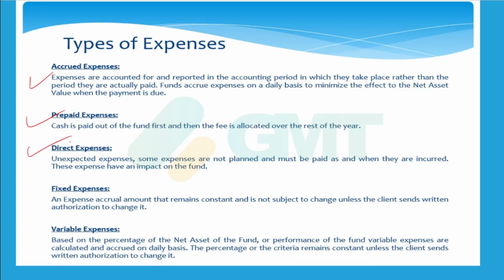Okay, so apart from accrued and prepaid, the other expenses are direct expenses. Direct expenses mean unexpected expenses. Some expenses are not planned and must be paid as and when they are incurred, and these expenses have an impact on the fund as well. Sometimes you would see a penalty, right? Maybe broker fees, which are directly linked with the trades, correct? Or maybe any commission and any other fees or expenses or tax or penalty, which you can categorize under direct expense.